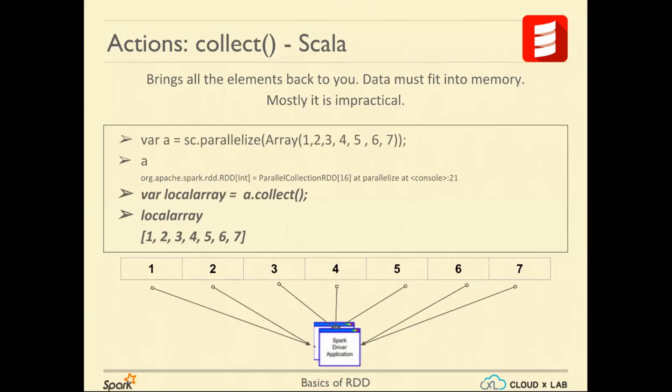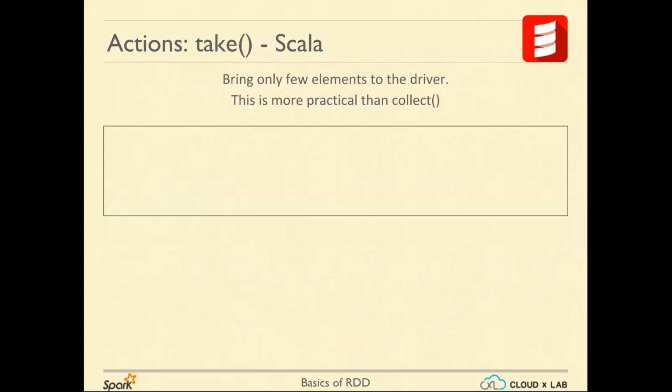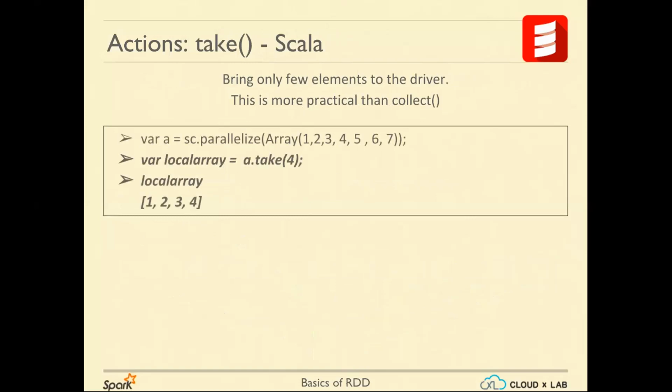Who is the Spark driver? In our case, in case of Spark Shell, Spark Shell is running the Spark driver application, which is talking to the cluster. While take is more practical, it brings only a few records, or the number of records that you pass as argument to the take. It's bringing 4 records to the local array.